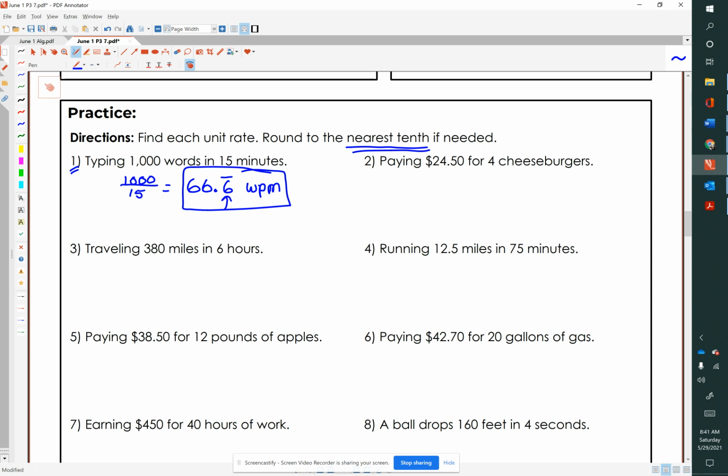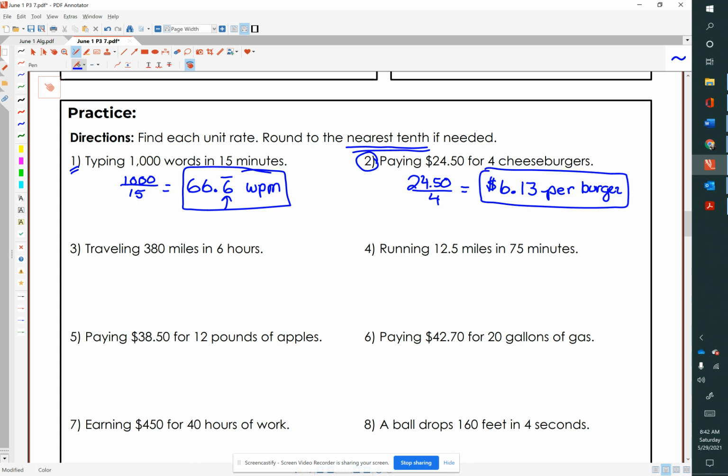And number 2, if you've paid $24.50 for 4 cheeseburgers, let's find the cost of one cheeseburger. So $24.50 divided by 4 equals, and this is money now, so I'll put a dollar sign, $6.13 per burger for each burger. And I like cheese on my burgers too.